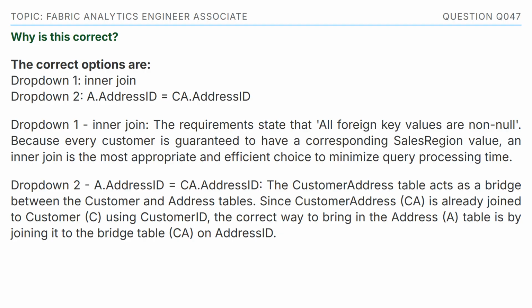Why are these options correct? Because drop-down 1, inner join, the requirements state that all foreign key values are non-null. Because every customer is guaranteed to have a corresponding sales region value, an inner join is the most appropriate and efficient choice to minimize query processing time. Drop-down 2, a.address ID equals ca.address ID, the customer address table acts as a bridge between the customer and address tables. Since customer address, ca, is already joined to customer, c, using customer ID, the correct way to bring in the address, a, table is by joining it to the bridge table, ca, on address ID.